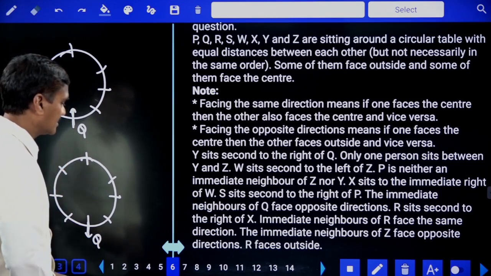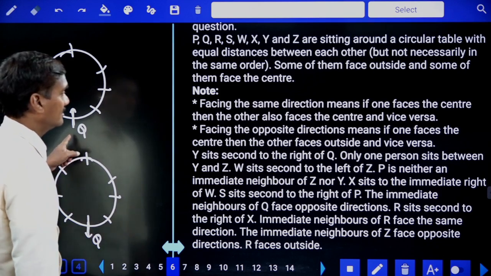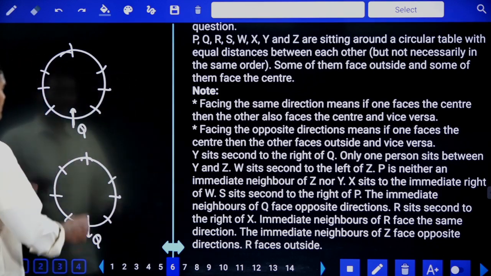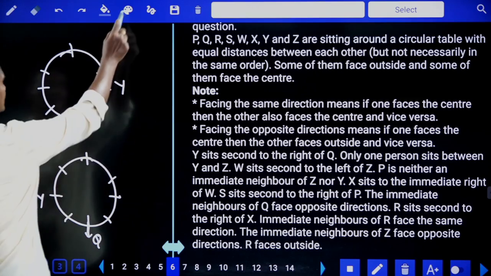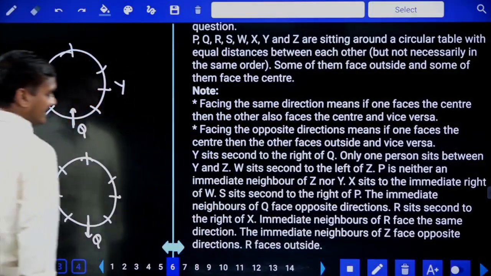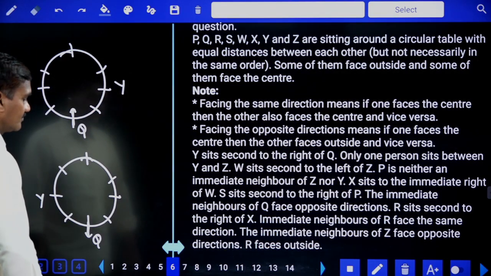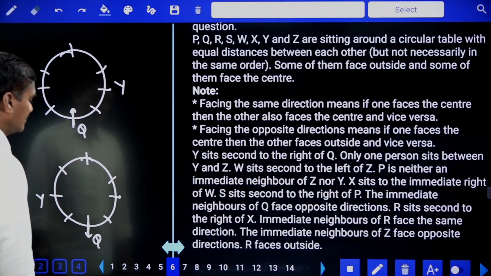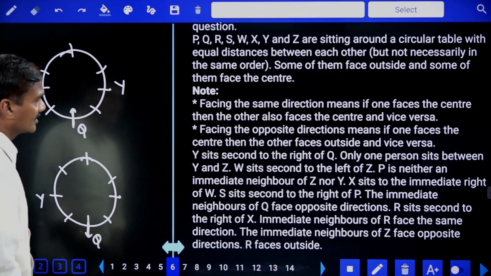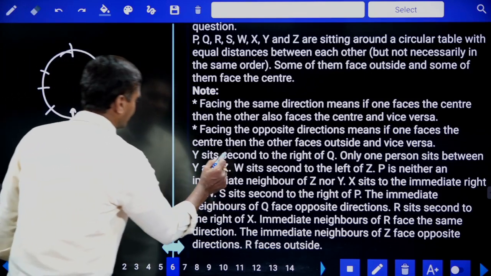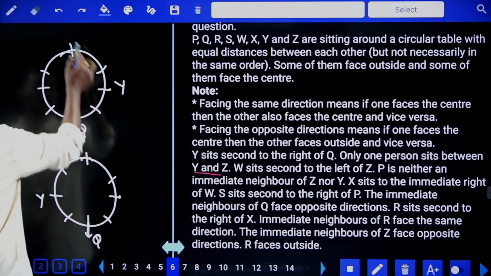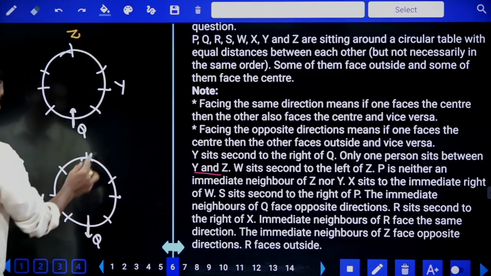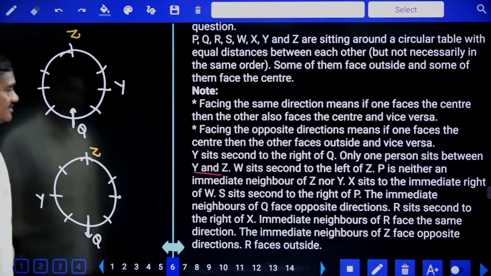Now Y sits second to the right of Q. Done with this? Then what is the other information we have? And only one person between Y and Z. How many people should be between Y and Z? Only one person. There is only one person between Y and Z. Since Y is here, Z will be here.